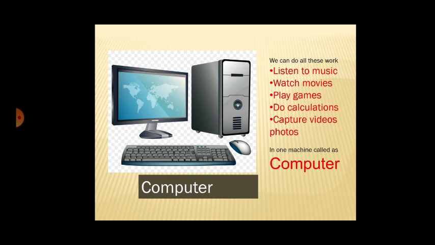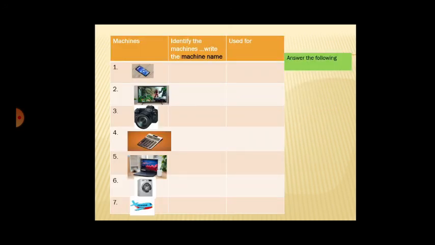So this is the computer. You can just see the computer. All the things can be done in the computer. So the computer is called the smart machine. I have given you some activity here. Answer the following. Some machines are given here. You need to identify the machines and write the machine's name. That is, you have to write which machine it is and what it is used for.